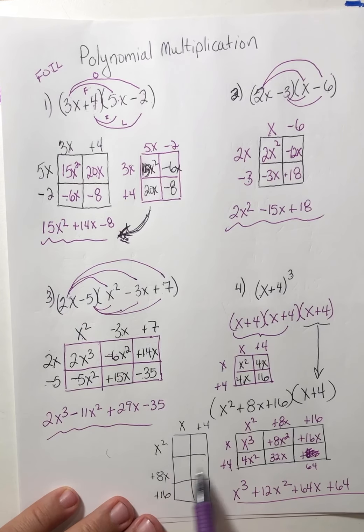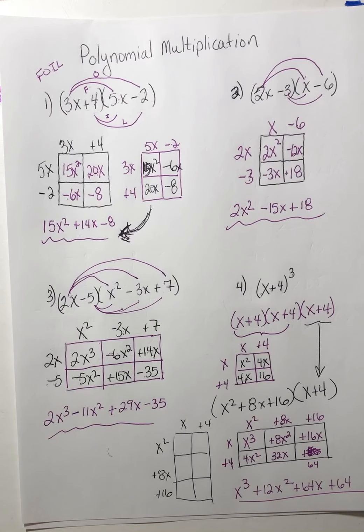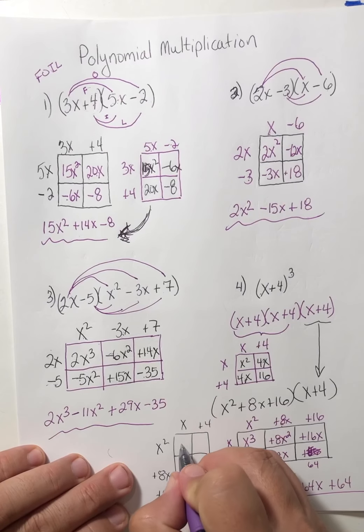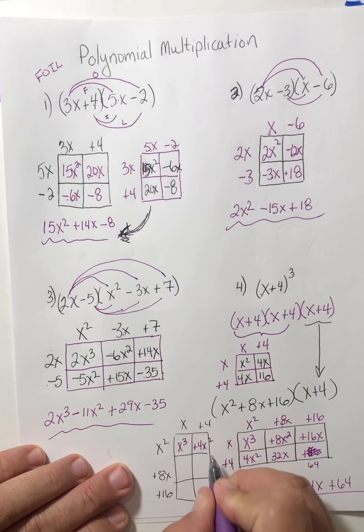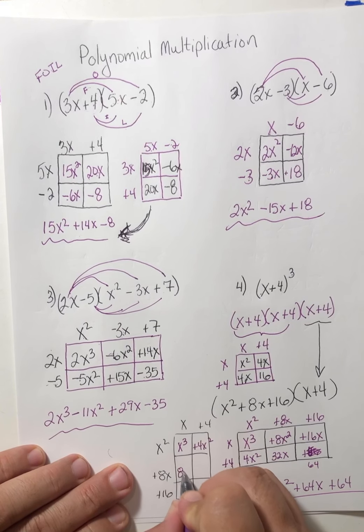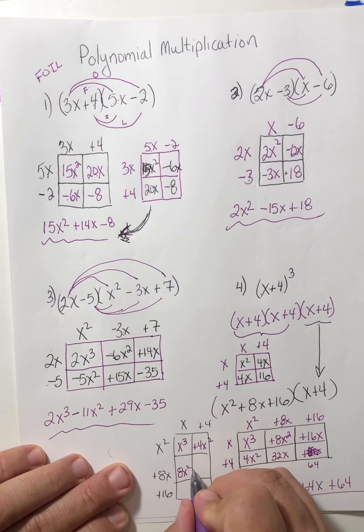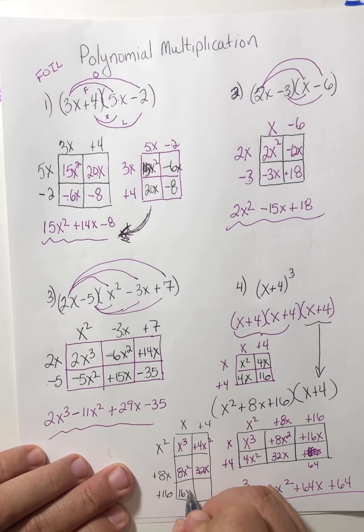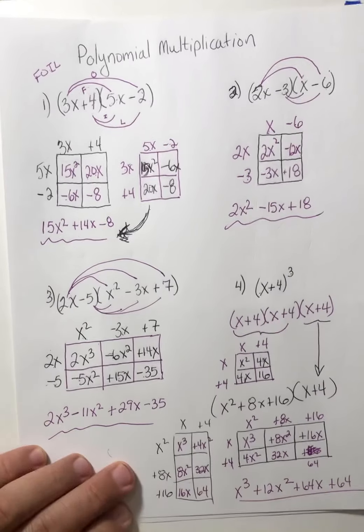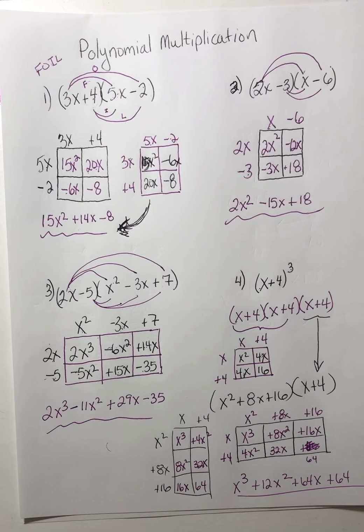You'd have the same thing here, except that it'd be turned just slightly. They would give us the exact same results: x cubed, 4x squared, 8x squared, 32x, 16x, and then 64. So you can see the exact same thing, either way. All right, you guys have your homework.